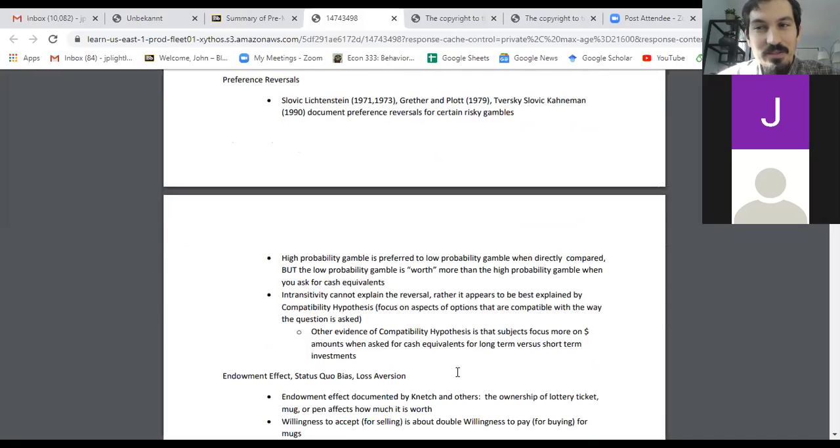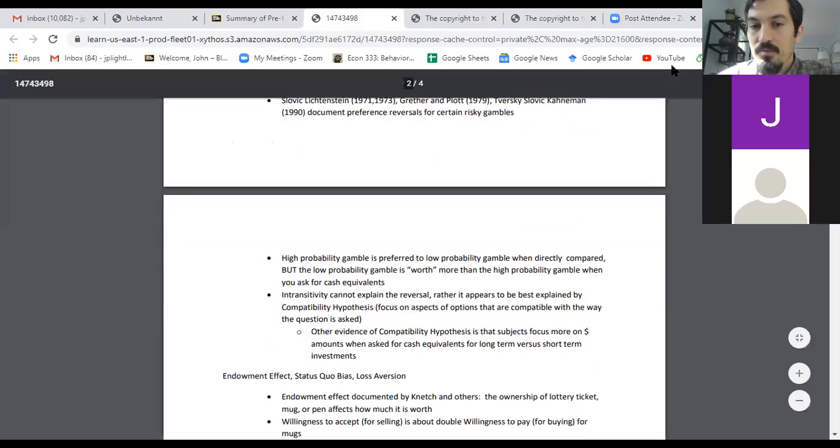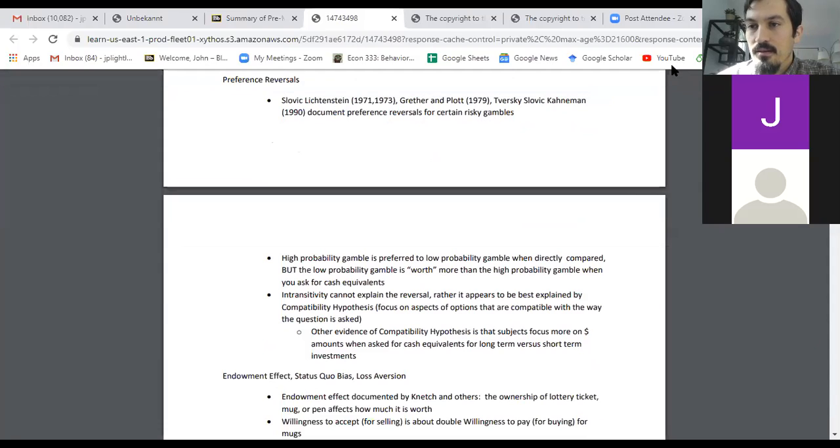It's not just changing your mind. Remember that. Preference reversal is not the same as, I used to think I liked this thing better, but now I changed my mind. I like the other thing better. It's a little more nuanced than that.